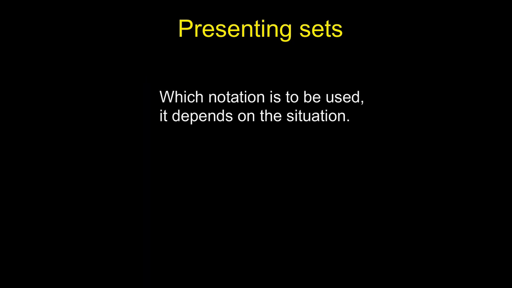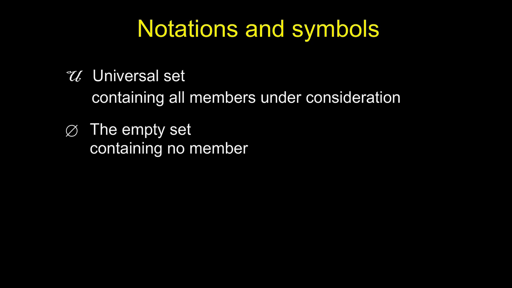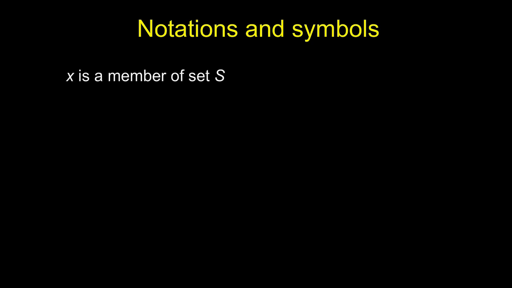So it depends on the situation which notation is to be used. Here are some notations commonly used. U is a universal set. It is the set containing all members under consideration. The empty set is a set without any member.